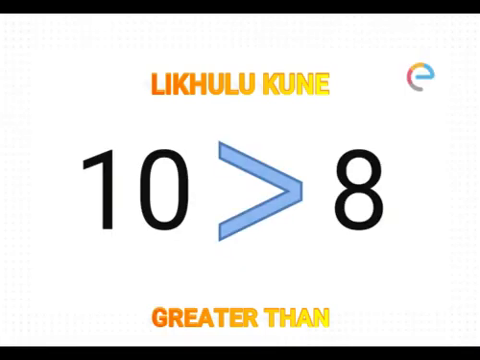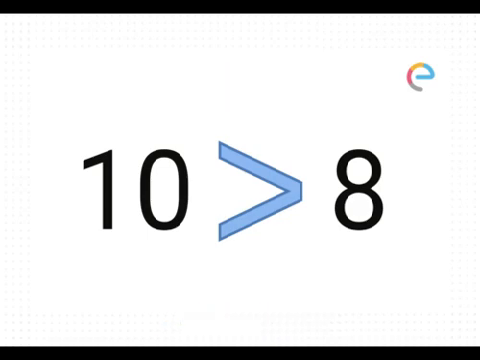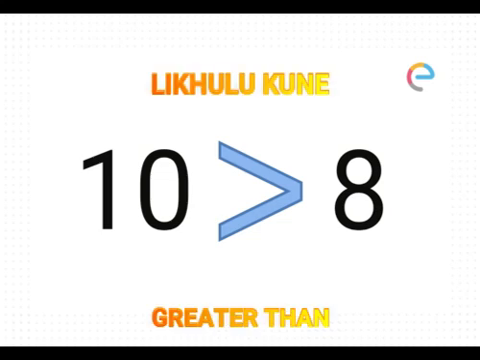Look, between 10 and 8 there is this greater than symbol or sign. Jonga, phakathi kweshumi nesibhozo kukho olu phawu luthi likhulu kune. The symbol between 10 and 8 means that 10 is greater than 8. Uphawu oluphakathi kweshumi nesibhozo luthetha ukuba ishumi likhulu kunesibhozo.